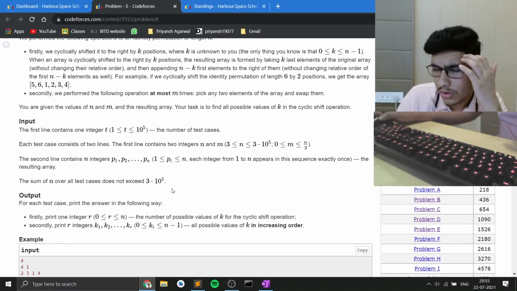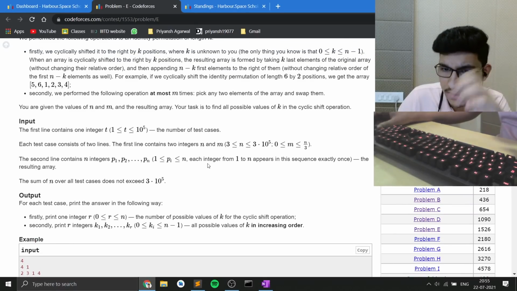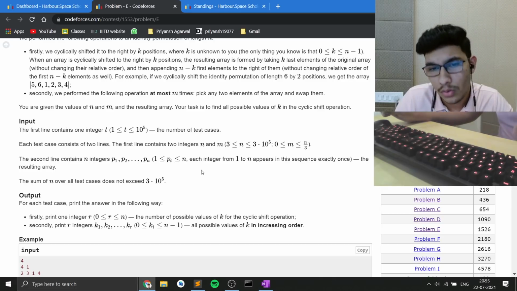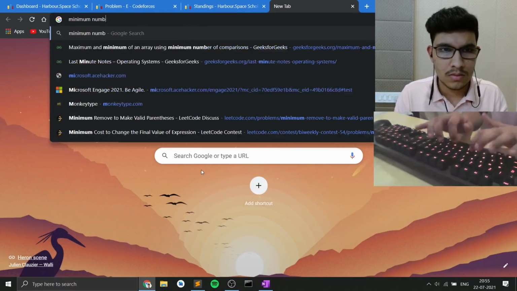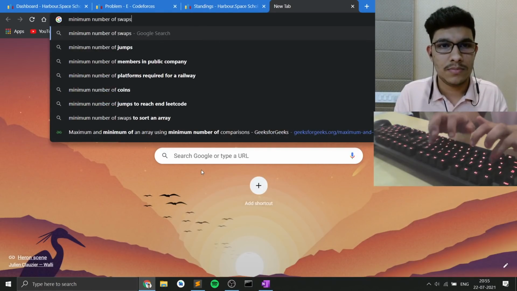But that would go order of n square even if we know the answer somehow. Even if we know somehow how to calculate that quickly. So let's just see swaps to convert.